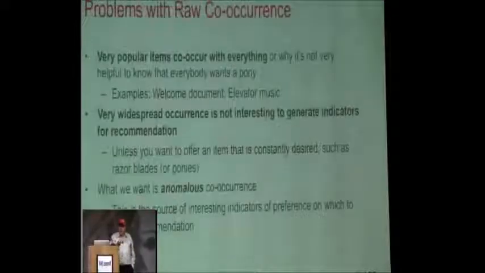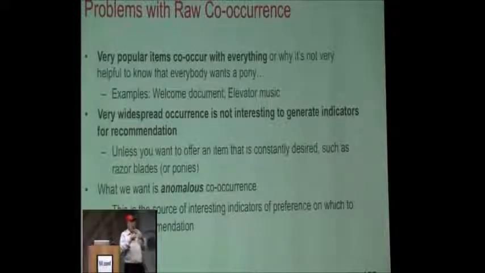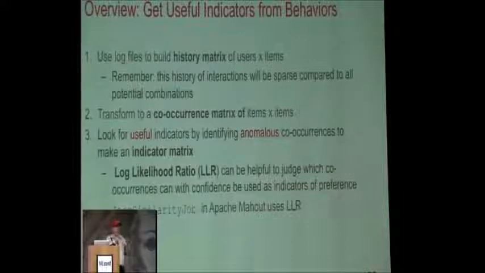So we have a problem here. Very popular items co-occur with essentially everything. And so widespread co-occurrence is not interesting for indicators. What we want is anomalous co-occurrence, not simply frequent, but anomalous, more than we would expect. We would like to get those useful indicators from log files via co-occurrence and testing for anomaly, and then we can push them into our search engine.